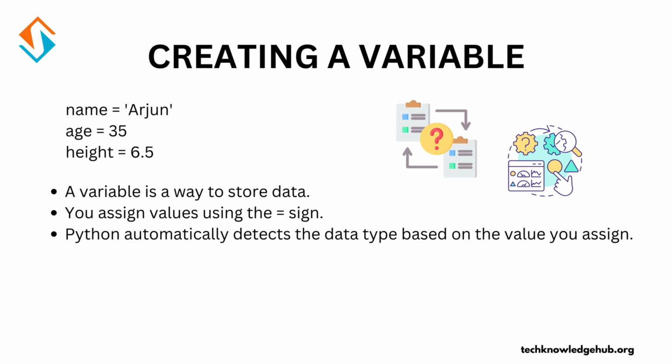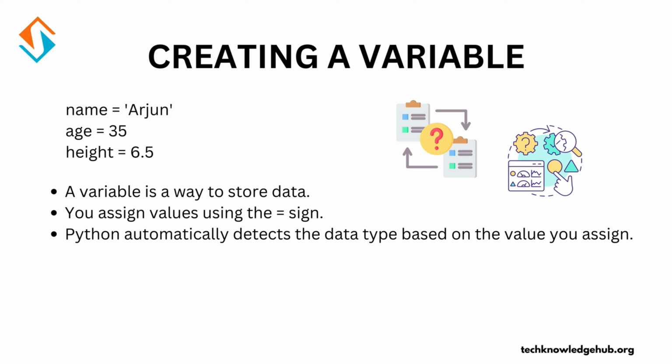The important thing to note is that in Python, we don't need to explicitly declare the type of the variable like you do in some other languages. Python automatically understands what type of data you're assigning based on the value. So the conclusions we got: first, a variable is a way to store data. Second, you assign values using the equal to sign. Third, Python automatically detects the data type based on the value you assign.